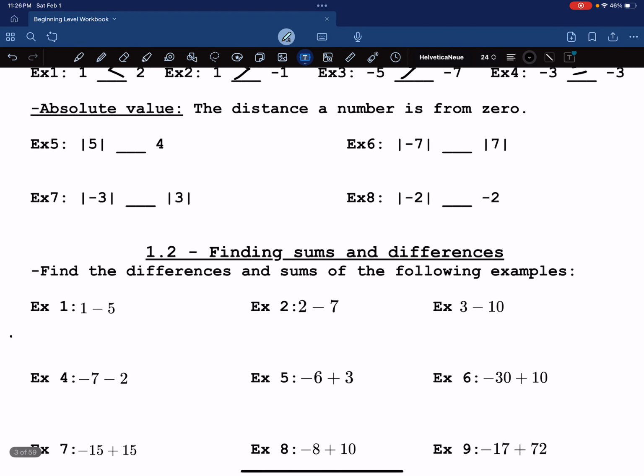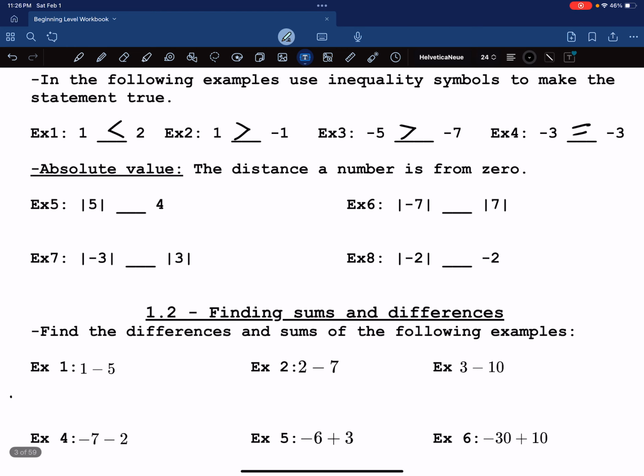So moving on, we're going to be talking a little bit about absolute value. An absolute value is the distance a number is from 0. So looking at example 5, we have the absolute value of 5, which is 5, and we have the number 4. So we're comparing the values 5 and 4. And in this case, 5 is larger than 4, so we're going to have the open end of the inequality symbol facing towards the 5.